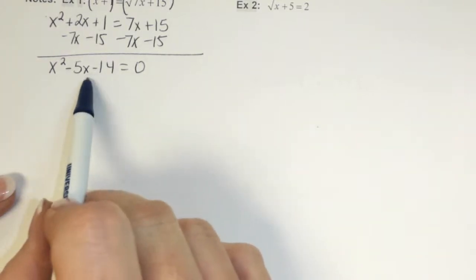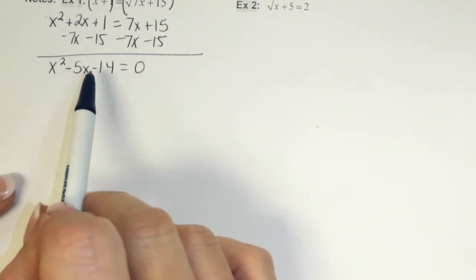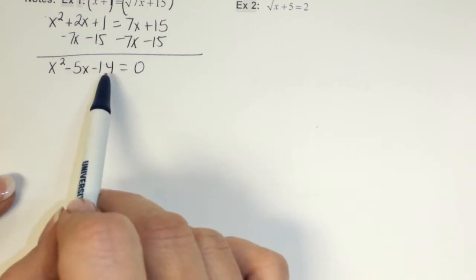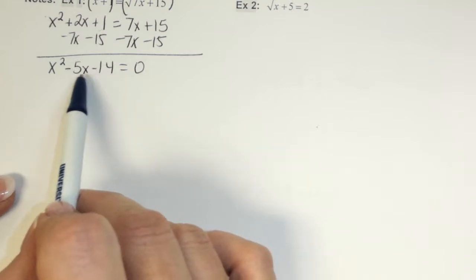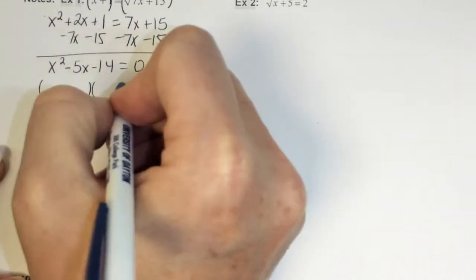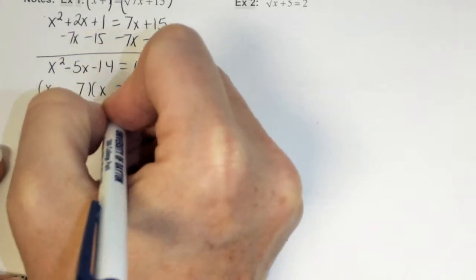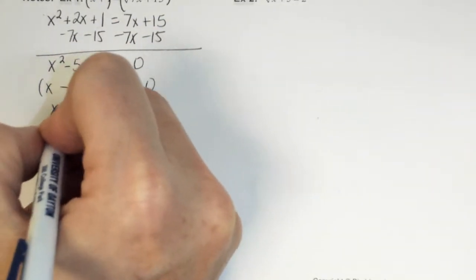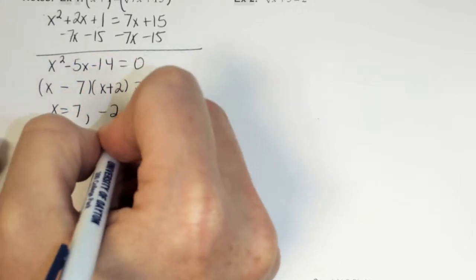When we have a quadratic, we know we can use the quadratic formula, completing the square, or factoring. We hope we can factor. That's the easiest way. Are there numbers that multiply to be 14 and subtract to be 5? What are they? 7 and 2. So we're going to set up our double parentheses. x, 7, 2, minus, plus. And our solutions are x equals 7 and negative 2.